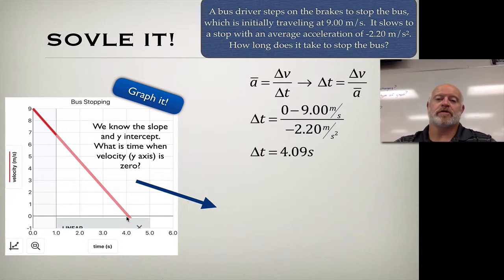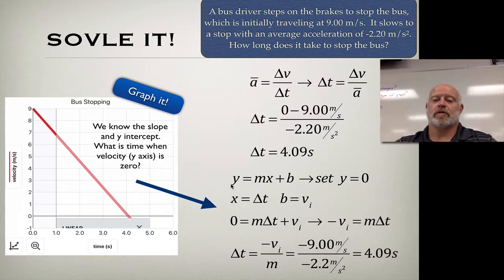We do know the slope though, because the slope of a velocity versus time graph is the acceleration. So we know this is a negative 2.20 slope in here. We want to know what happens when y crosses at 0. So you could set up your normal line equation and set y equal to 0.